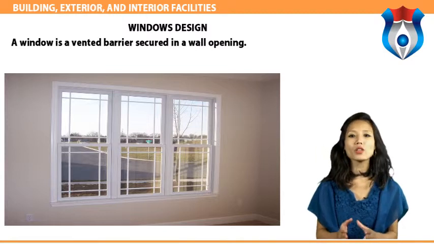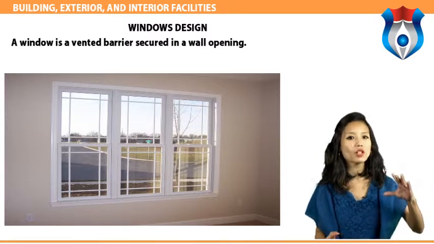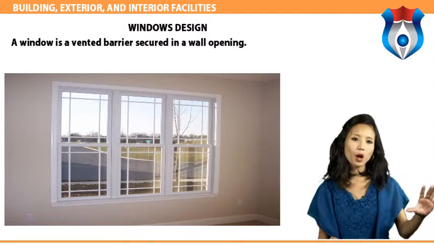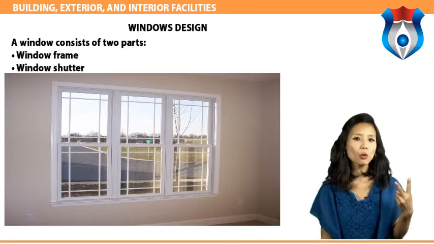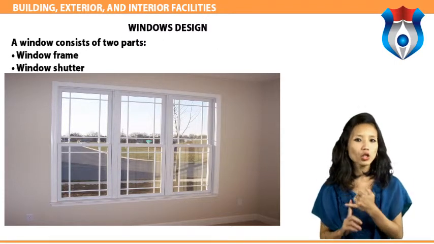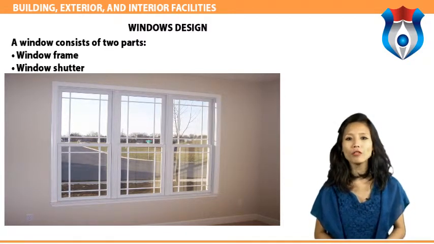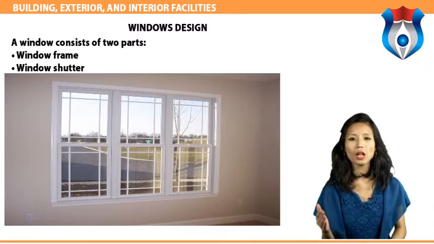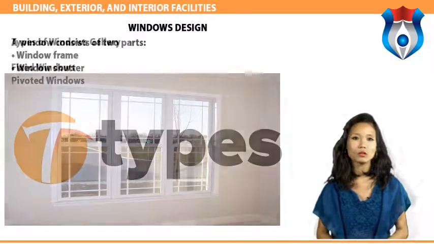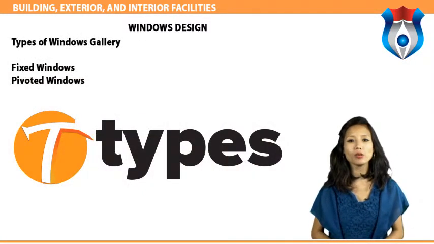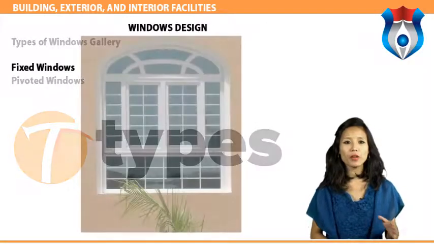The function of the window is to admit light and air into the building and to give a view of the outside. A window consists of two parts: the window frame, secured to the wall opening with the help of holdfasts, and the window shutter, held in position by the window frame. Following are the types of windows: fixed windows.